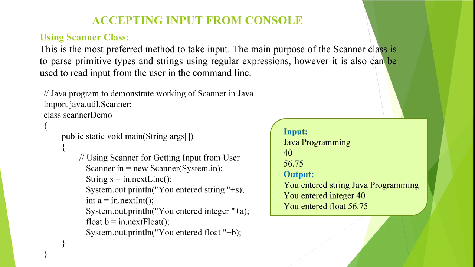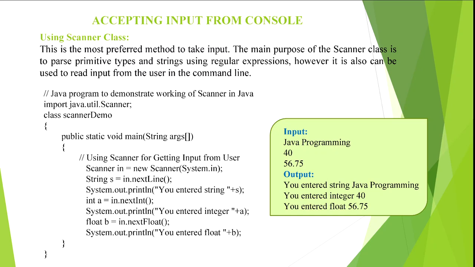Now I want to read the float value. So I use the method nextFloat. float b equal to in.nextFloat, System.out.println, in the brackets you entered float plus b. What is the purpose of that plus sign? The plus sign concatenates your output value along with the message.